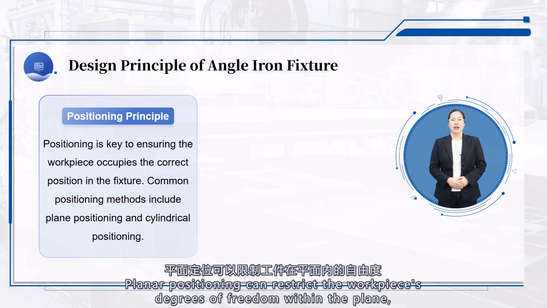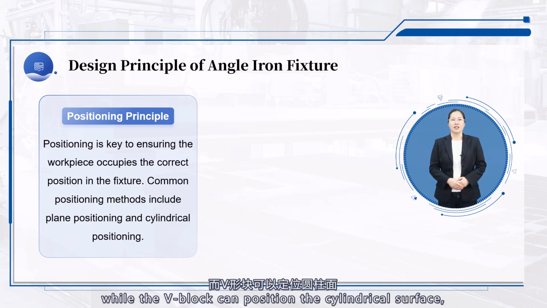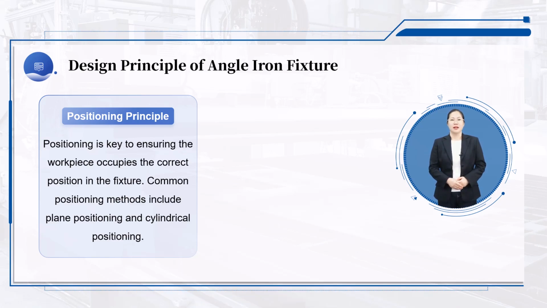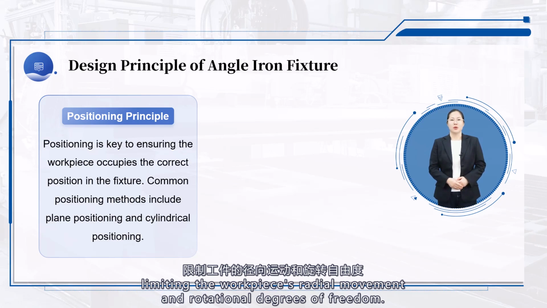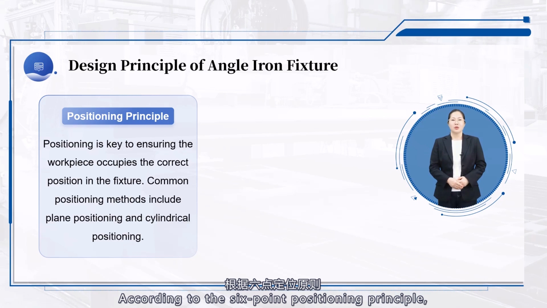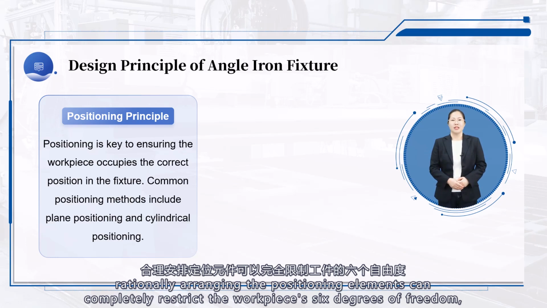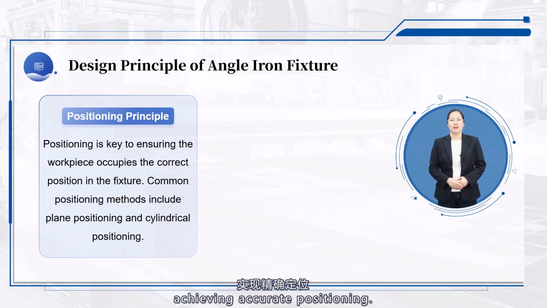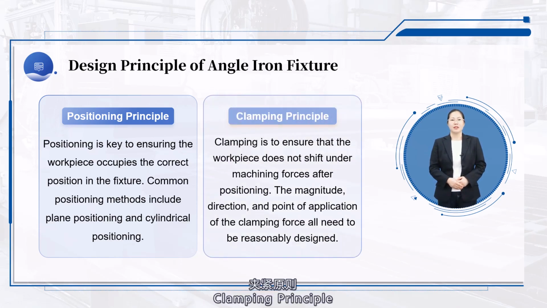Planar positioning can restrict the workpiece's degrees of freedom within the plane, while the V-block can position the cylindrical surface, limiting the workpiece's radial movement and the rotational degrees of freedom. According to the 6-point positioning principle, rationally arranging the positioning elements can completely restrict the workpiece's 6 degrees of freedom, achieving accurate positioning.